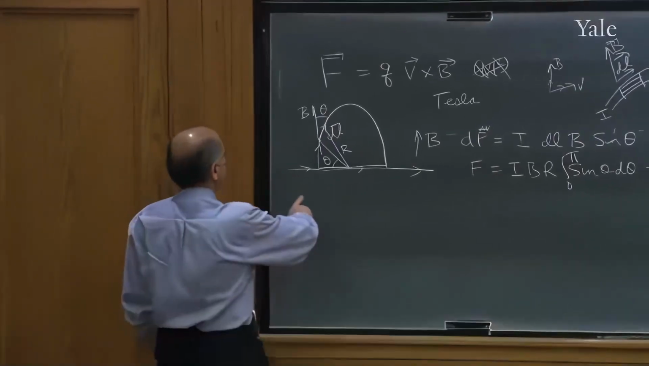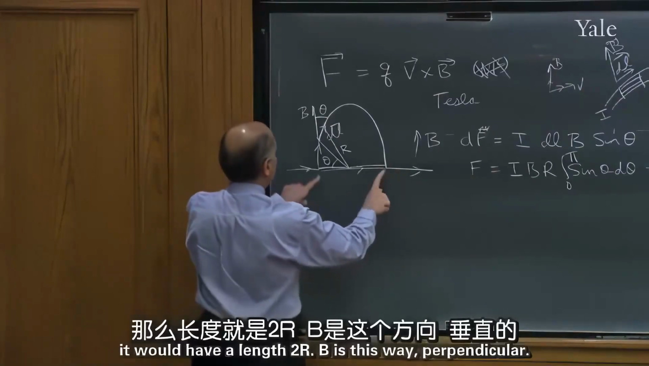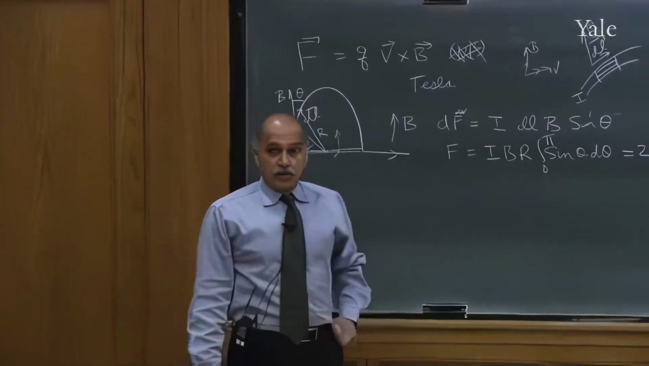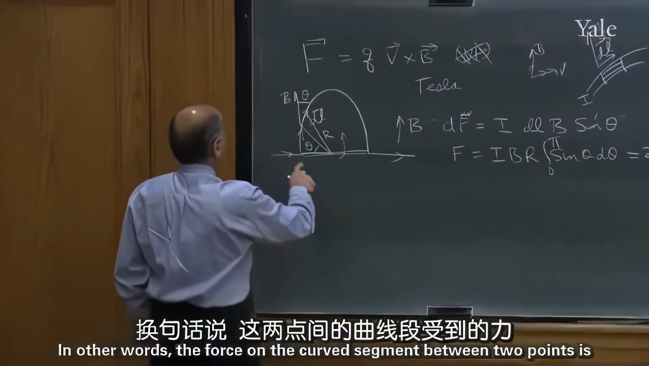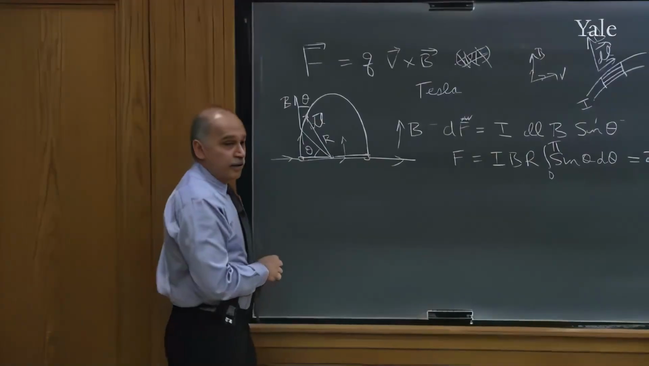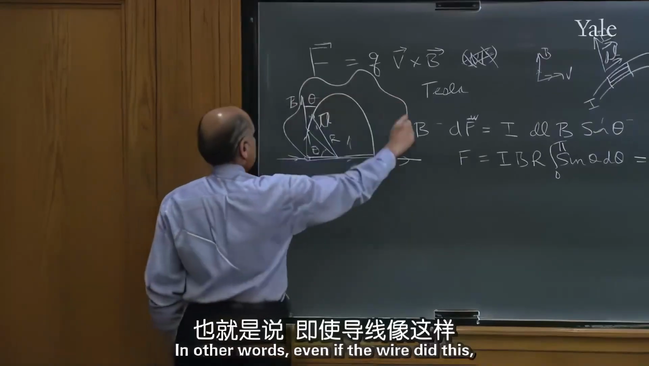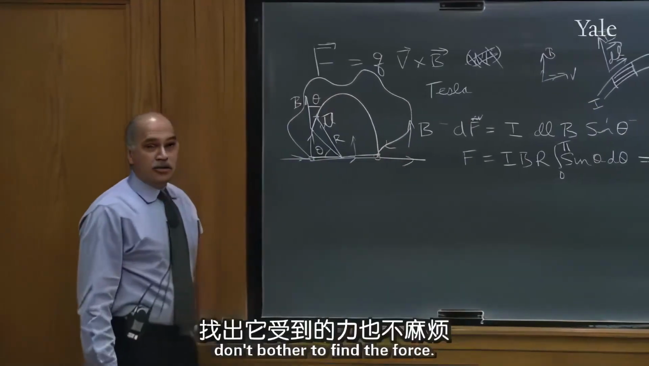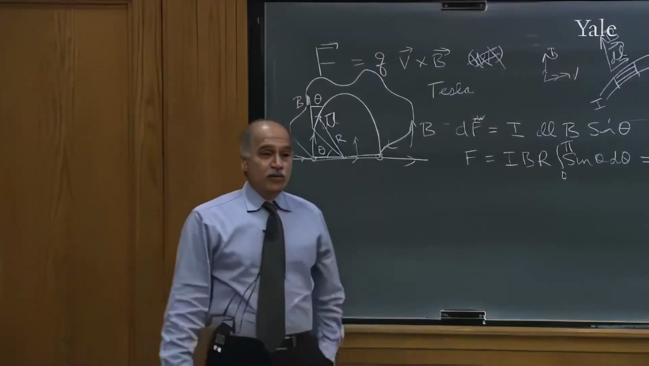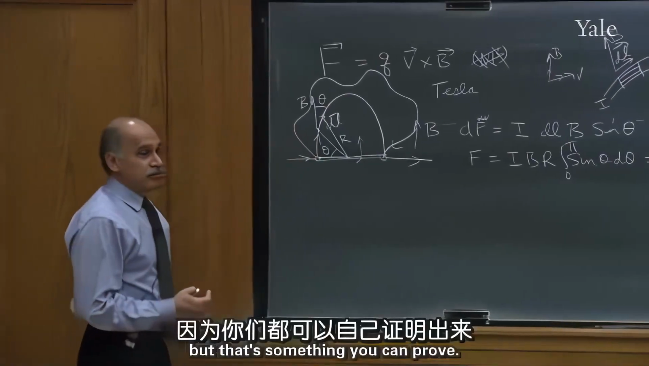In other words, if the current, instead of going around like this, had gone straight from here to here, it would have a length 2R. B is this way, perpendicular. Take the cross product, you will get the same force. In other words, the force on the curved segment between 2 points is the same as the force on a straight segment joining the 2 points. This happens to be universally true in a uniform field. Even if the wire did this, don't bother to find the force. It's just simply the force on that segment. Now you will prove that in your homework. It's not obvious, but I don't want to tell you exactly why, but something you can prove.